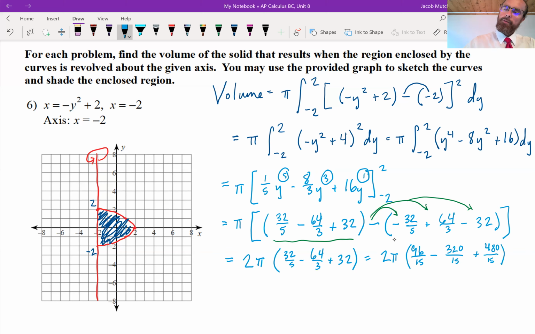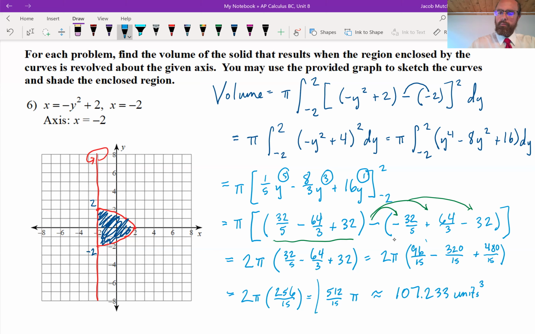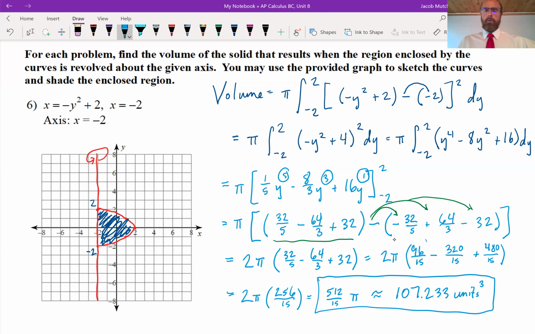So then I can add up the numerators. And that's going to give me 2 pi times 256 over 15. And then multiplying the 2 through is going to give me 512 over 15 pi. That's my final answer. Exact approximate versions about 107.233 cubic units. And we'll box both the exact answer and the approximate decimal.